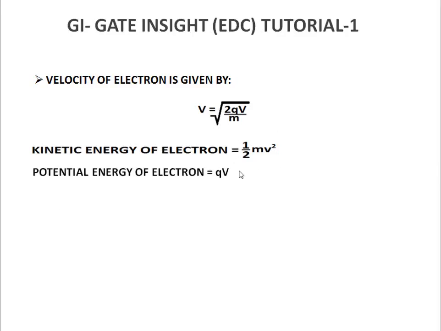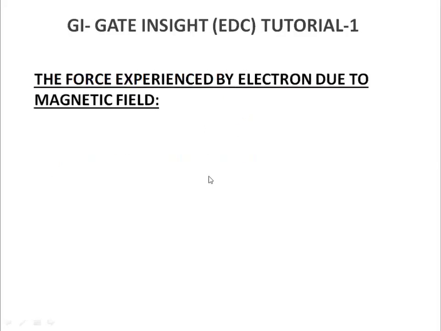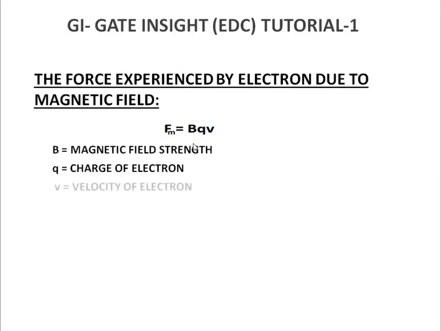When you equate both of the equations, you will get the velocity v equal to the square root of 2qV divided by m. Now the force experienced by the electron due to the magnetic field is given as Fm equal to Bqv. Here B is the magnetic field strength, q is the charge of the electron, and v is the velocity of the electron. Sometimes they are going to ask what is the force experienced by the electron due to the magnetic field. So if you know the magnetic field strength, the charge, and the velocity, you can find out the force experienced on it.